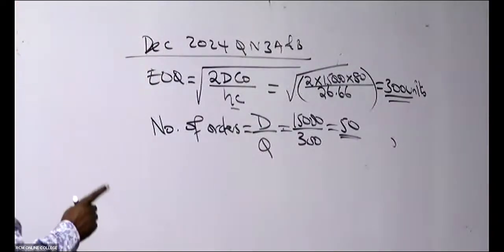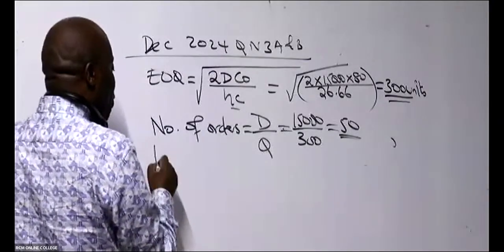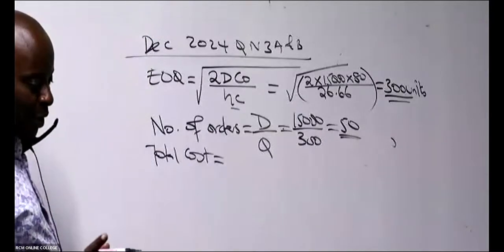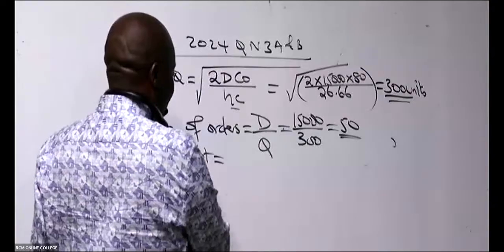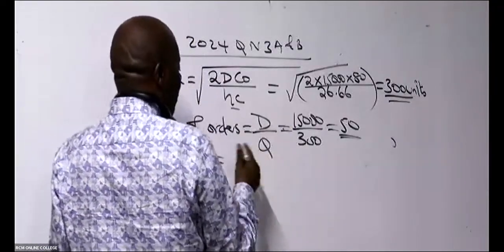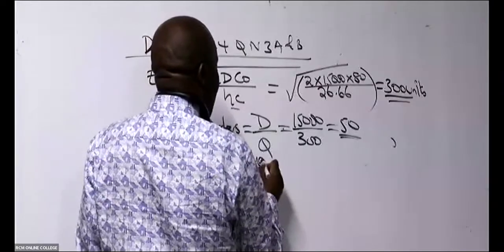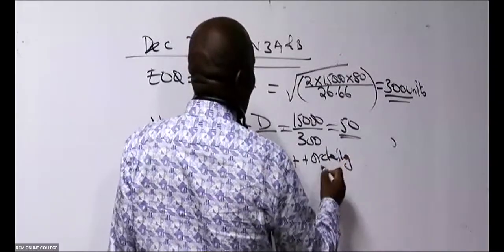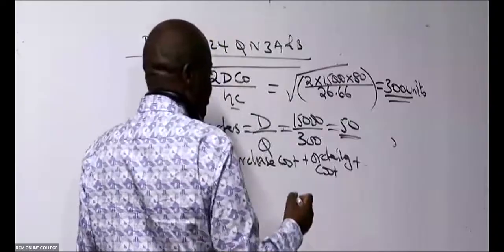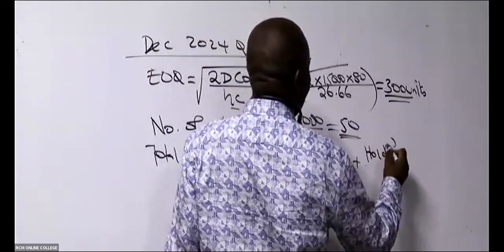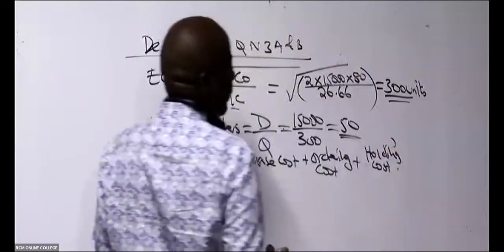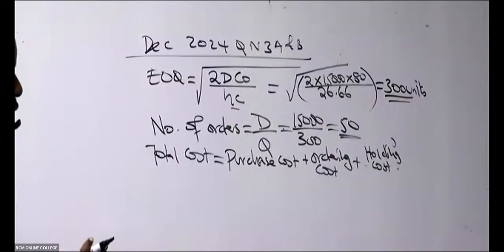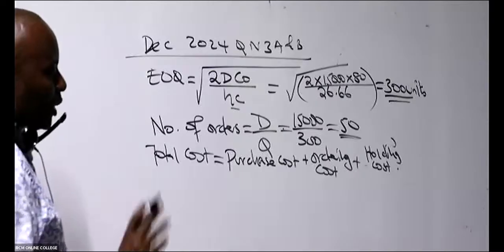They never asked us this, but I want to use this question to demonstrate how we normally get total cost for inventory. So total cost is normally purchase cost plus ordering cost plus, in this case here, holding cost. Anytime you want to get total cost, we have those 3 components. You take purchase cost plus ordering cost plus holding cost.